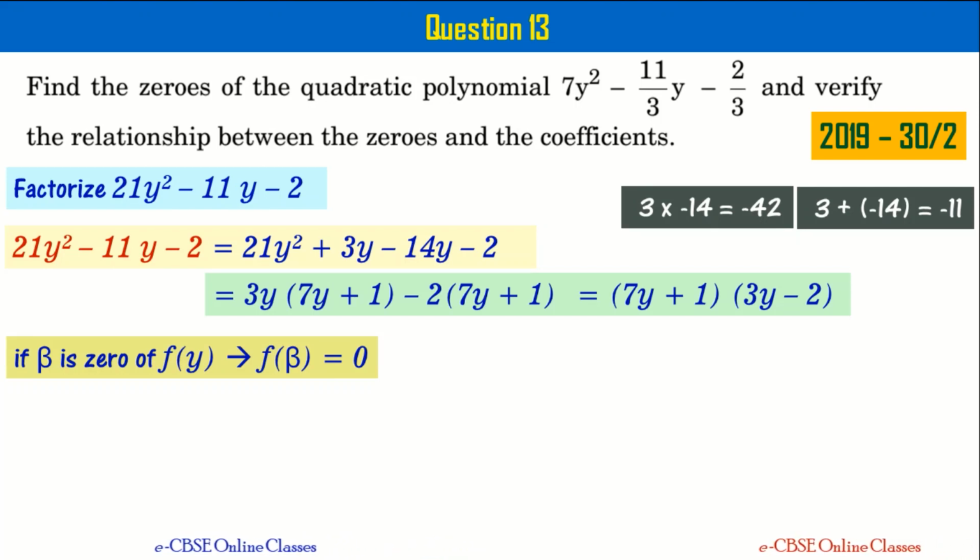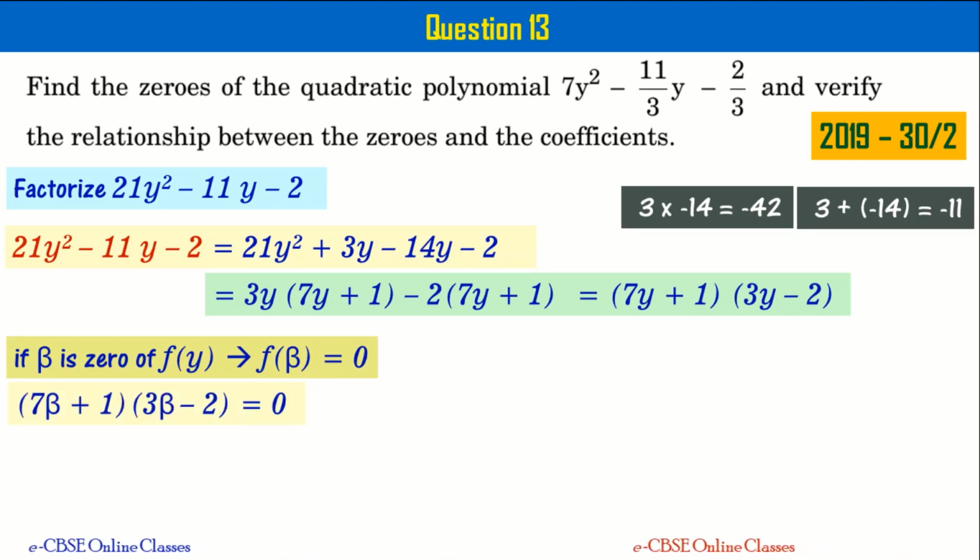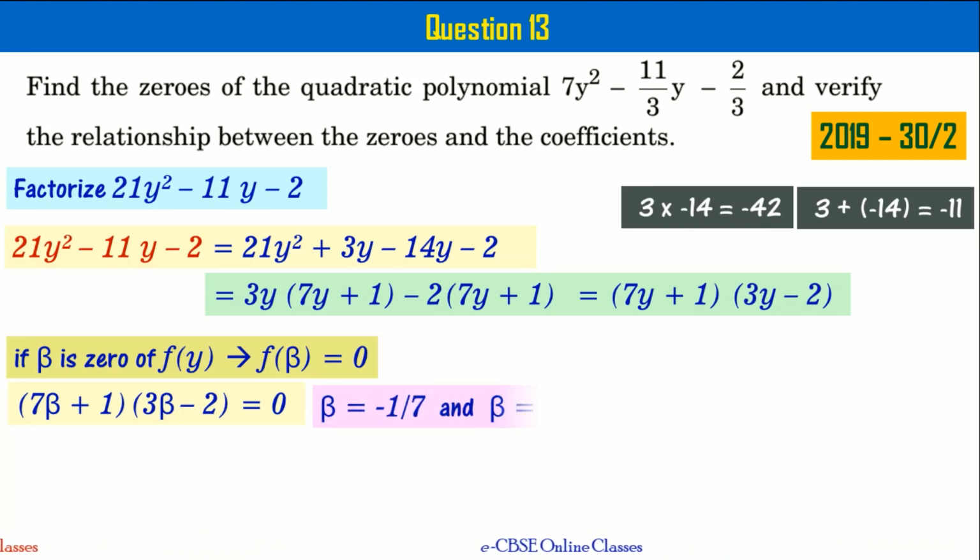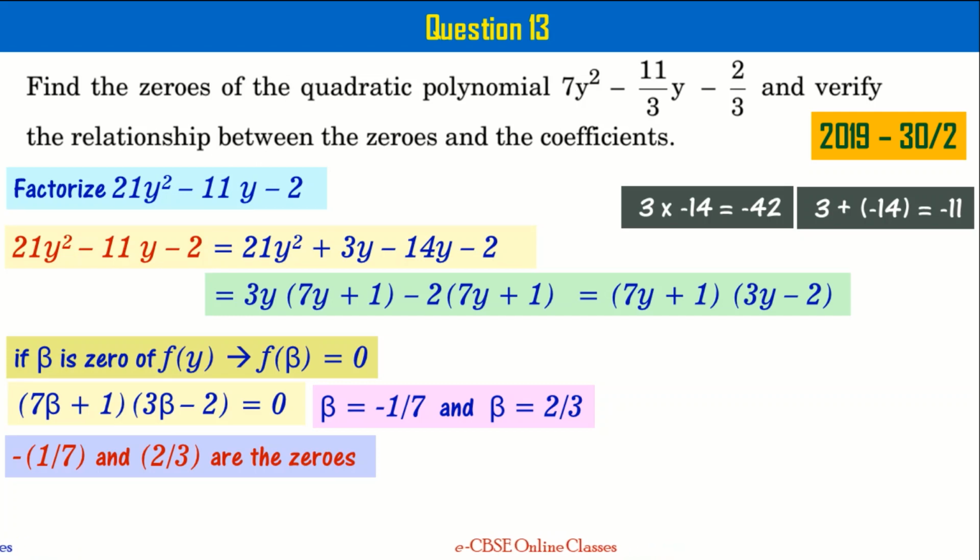And we know that if beta is a zero of f(y), then f(beta) is going to be 0. So as per that, we can write (7beta + 1)(3beta - 2) = 0. This particular equation is valid when 7beta + 1 = 0 or 3beta - 2 = 0, right? When you simplify those two, what you get is beta = -1/7 for 7beta + 1 = 0 and beta = 2/3 for 3beta - 2 = 0. So now we can say that -1/7 and 2/3 are the zeros of the given polynomial. Fine.